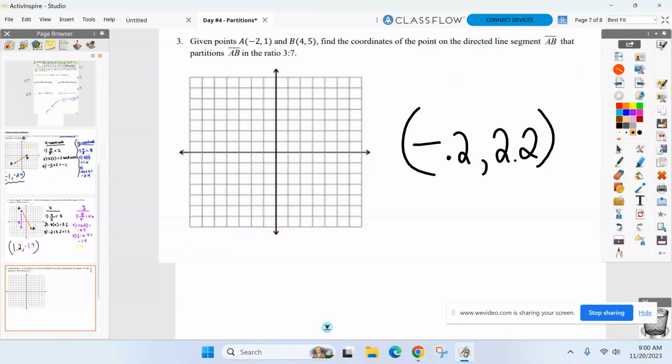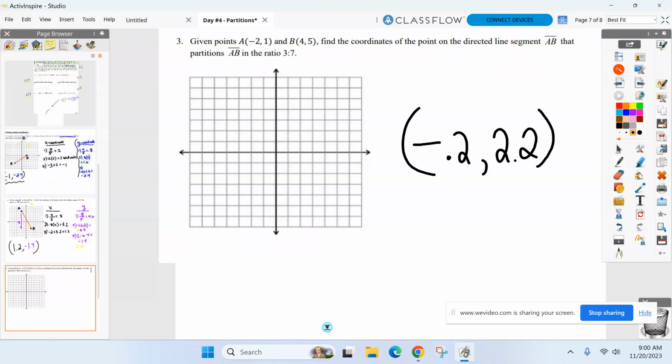Negative 0.2, 2.2 for that first one. Dividing everything by 10, then multiplying it by 3. And you'll notice that does end up on the line segment.